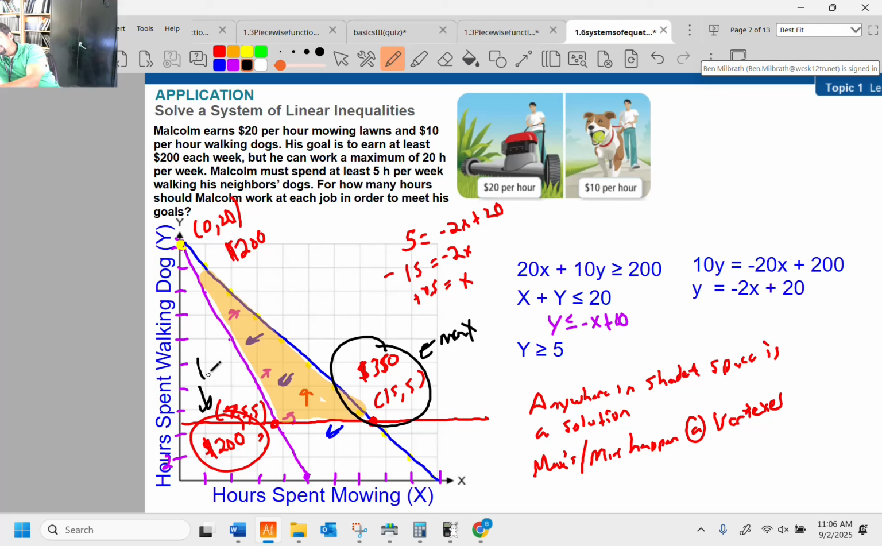This is for if he's lazy, okay? I guess up here is if he likes dogs, because that's all he's doing is walking dogs. But each vertex represents something in the real world.